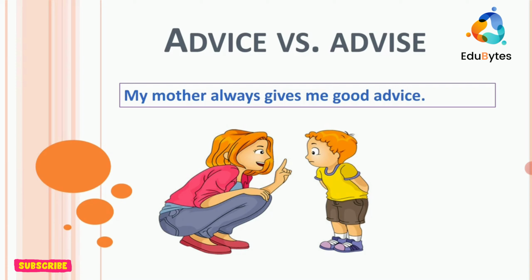So I have come again with another interesting video in which we are going to learn what is the difference between advice and advise. So first of all, let us learn how to pronounce these two words. Advice with a C is pronounced as S, advice, and advise with an S is pronounced as Z, advise.